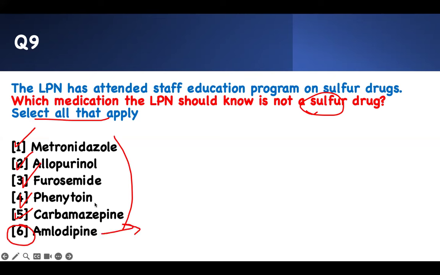Therefore, 1 to 5 are sulfur drugs, right? But the question is asking you which of these is not a sulfur drug. So there's only one answer choice you should pick. The answer choice you should pick is number 6. So 6 is not a sulfur drug. The rest of them are all sulfur drugs. The question asks you not. So you've got to pick number 6, the right answer, basically.